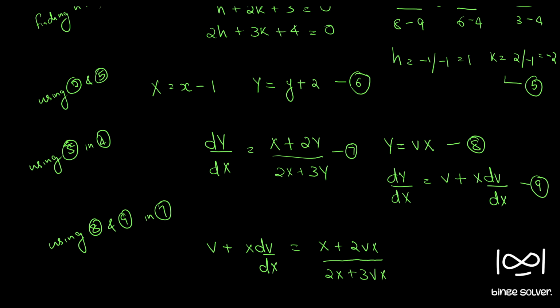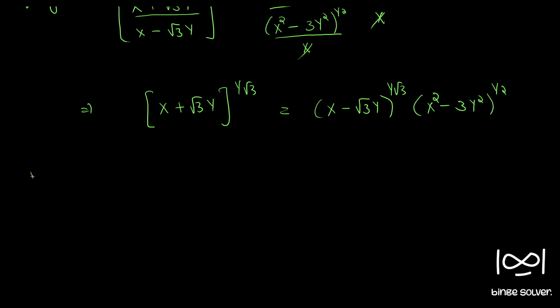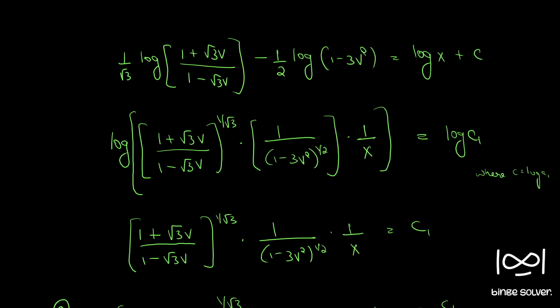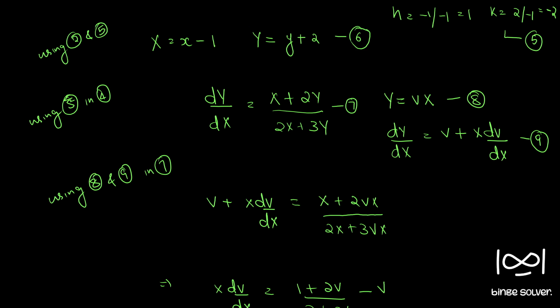So let me just check. From equation 6, we have capital X is equal to small x minus 1 and capital Y equal to y plus 2. So using 6, we'll just note it down here. Small x is equal to capital X minus 1 and small y equal to... capital X is equal to x minus 1 and capital Y equal to y plus 2. Let me just check that once. X minus 1 and y plus 2. Okay, correct.